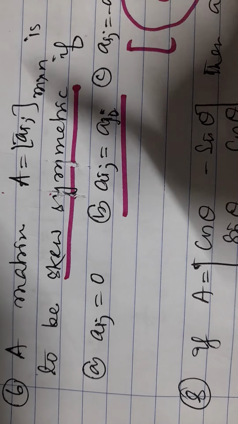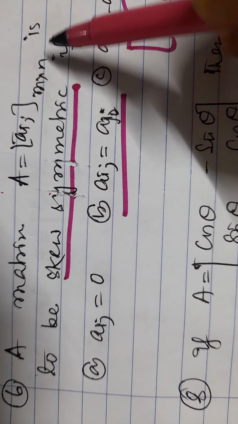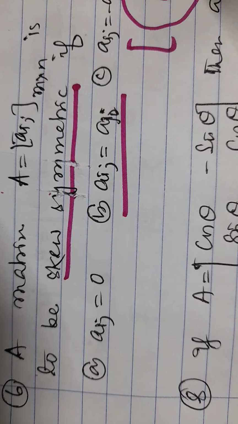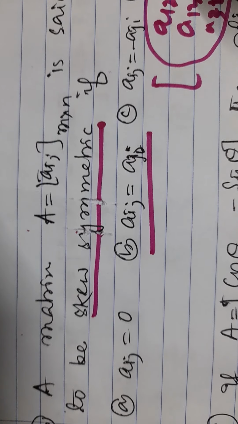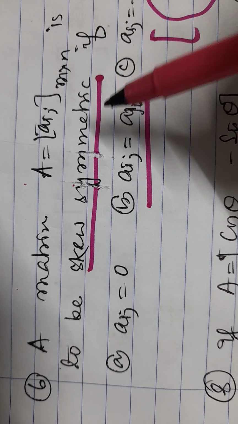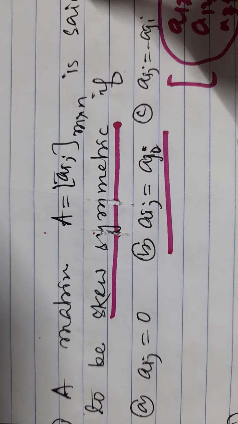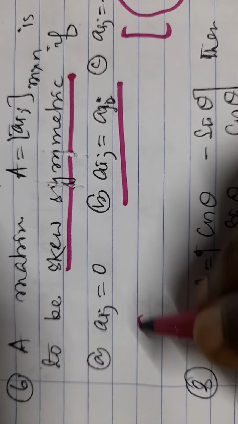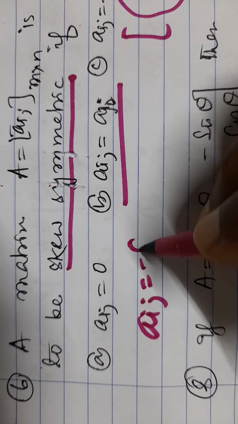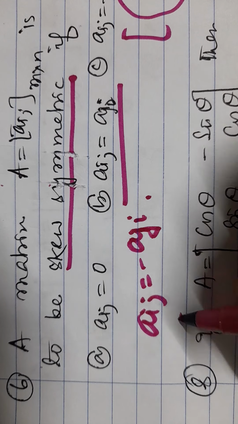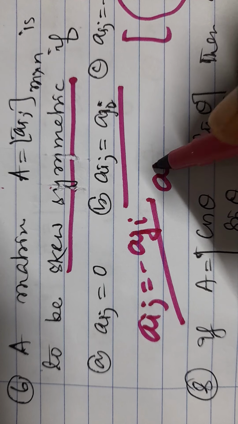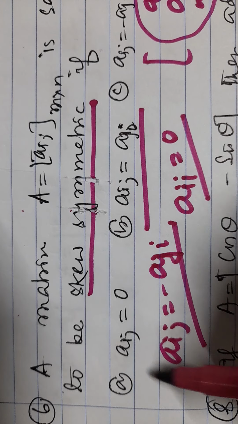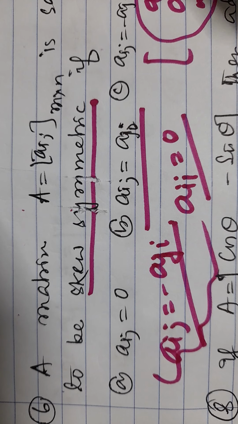Next, a matrix A equal to Aij, M cross N, is said to be skew symmetric. We already had one question on symmetric, and here we are getting skew symmetric. What is the condition of skew symmetric? Aij is equal to minus Aji. Or we can say Aii is equal to 0, all diagonal elements are 0. These two conditions will apply here for a skew symmetric matrix.